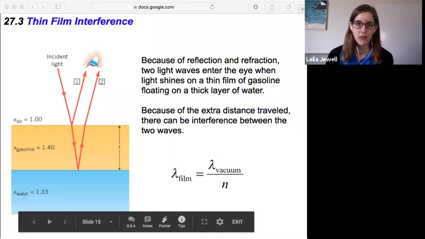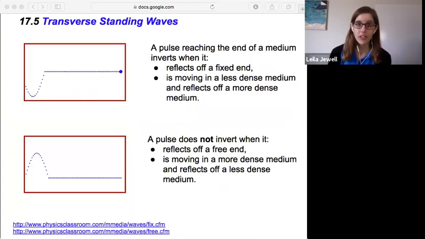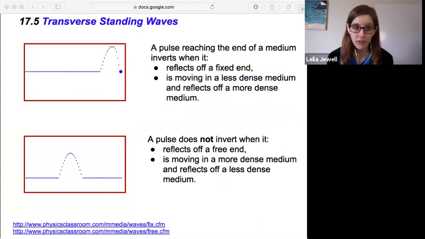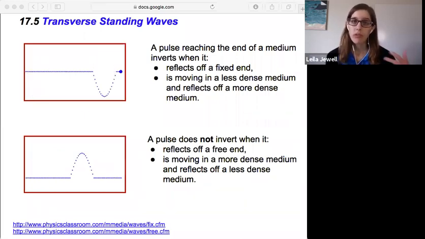Now, before we can get to our full condition for understanding when we'll get constructive or destructive interference entering the eye, we need to know a little bit more about what happens when the light reflects off of these various surfaces, because it turns out that can also change things. So we're going to take a look back at chapter 17.5, looking at transverse standing waves. So from this section, we looked at what happens when a wave reflects off of a boundary.